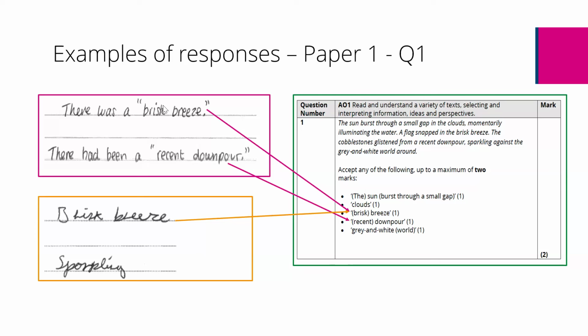So this first candidate, answer 1, brisk breeze, recent downpour. We can see that both of those are in the mark scheme. So that candidate got full marks. There is no need to write in full sentences here. Quotations alone are enough for the mark here. And then the second candidate who's written brisk breeze, that of course is in the mark scheme, so they got a mark for that. But then they've written sparkling. Now there's no mark for sparkling. That describes the effect of the rain. It's the rain that's the weather. That's the effect of the rain on the cobblestones, not the weather. So that candidate only achieved 1 mark there.